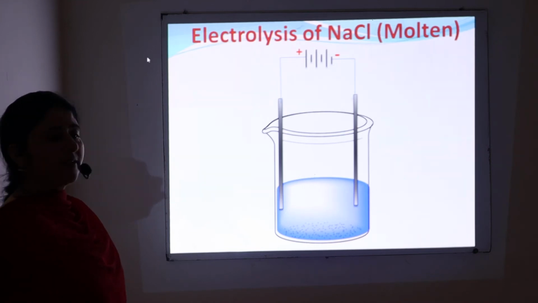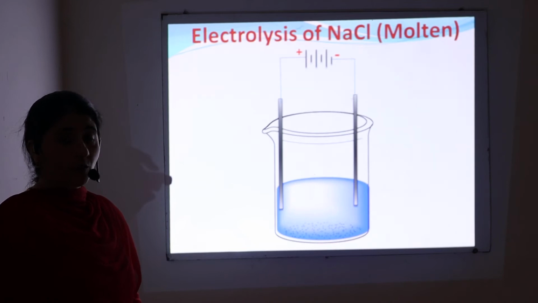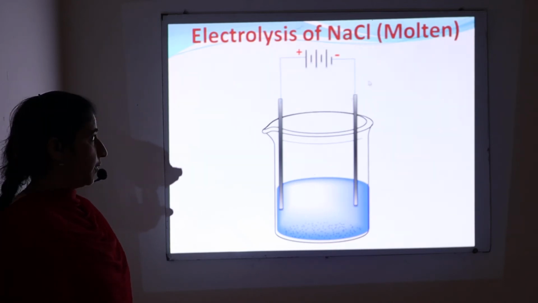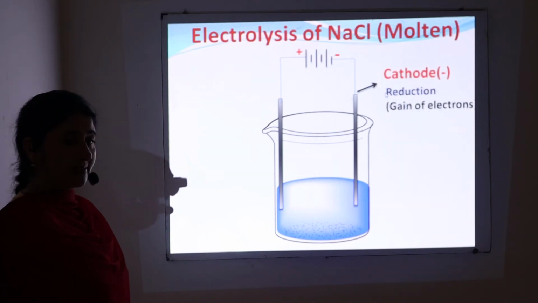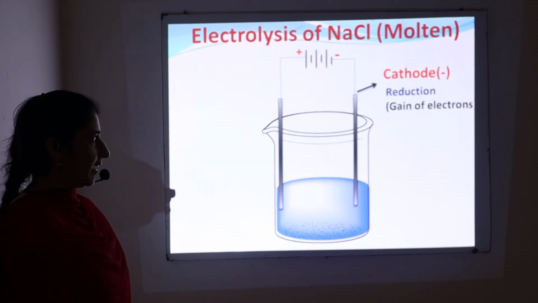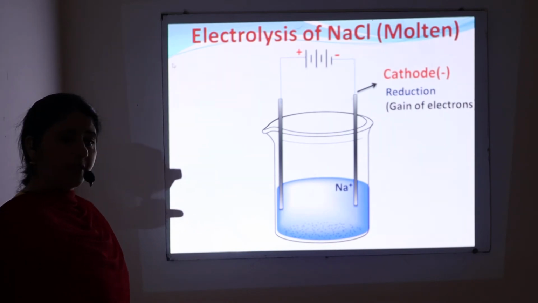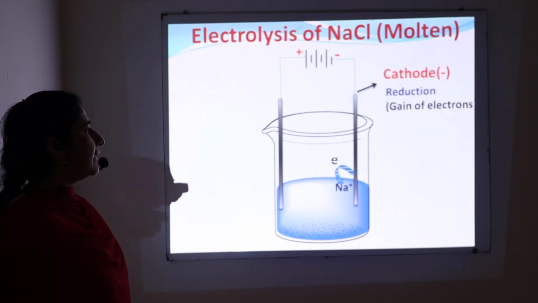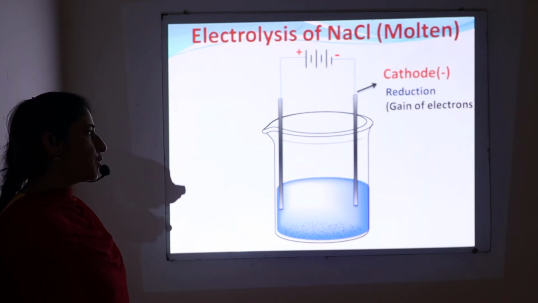After reaching the respective electrodes, that is sodium ions at cathode and chloride ions at anode, as we know, at the cathode reduction takes place. Reduction means gain of electrons. So at the cathode, sodium ions gain electrons from the electrode to form sodium metal.